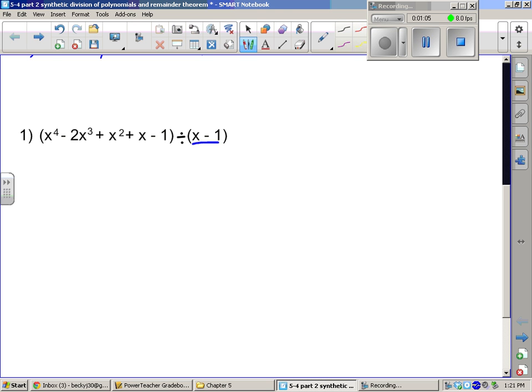All right, first thing you do is you find the zero of the divisor. That's what we're dividing by. So x minus 1 equals 0, so x would be 1. And we put it into what we call the press box. Press box looks down on the field, so that's what our number 1 is doing.